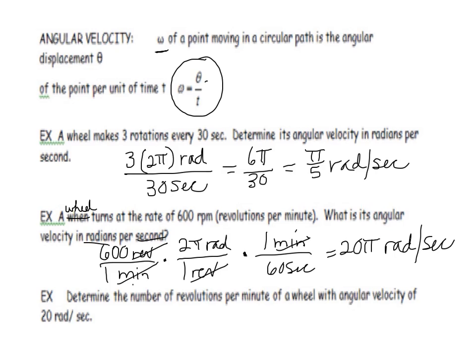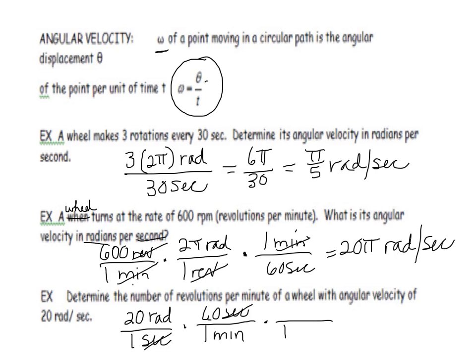Okay, the last one is determine the number of revolutions per minute of a wheel with an angular velocity of 20 radians per second. So I'm going 20 radians per 1 second, and I want revolutions per minute. So I'm going to change seconds to minutes. Okay, so the seconds are going to cancel. And now I've got to change radians to revolutions.